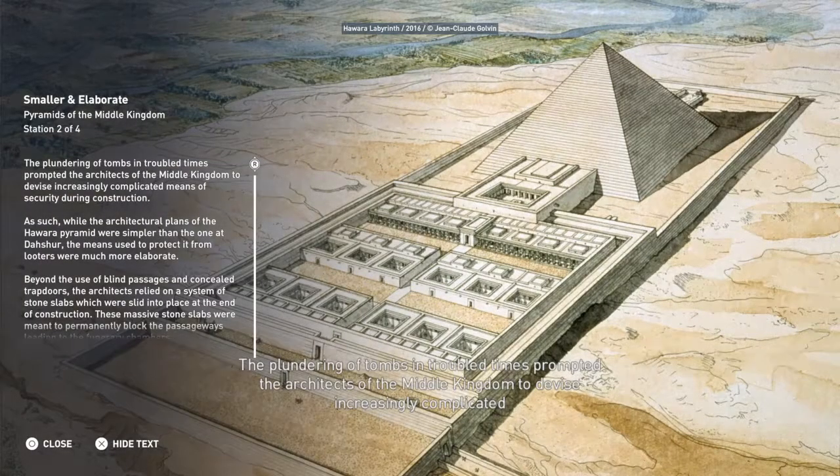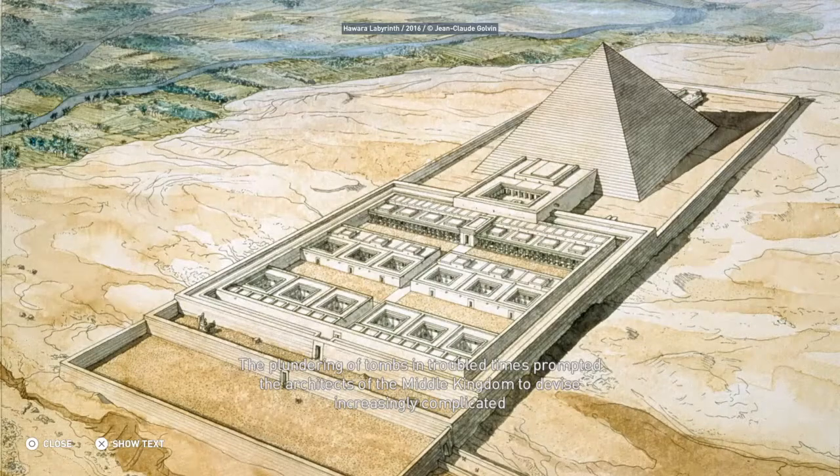The plundering of tombs in troubled times prompted the architects of the Middle Kingdom to devise increasingly complicated means of security during construction. As such, while the architectural plans of the Hawara Pyramid were simpler than the one at Dahshur, the means used to protect it from looters were much more elaborate.